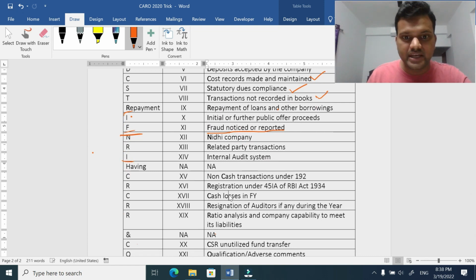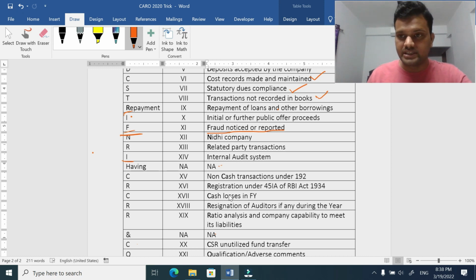These three words: N means Nidhi company, R means related party transactions, and I means internal audit system. That is NRI. Next word, having. Having has no meaning in the CARO clauses, but I just kept this word to create some meaningful sentence. That is the only purpose of including this word. It has no relevance here. That's why I kept it as NA, not applicable.